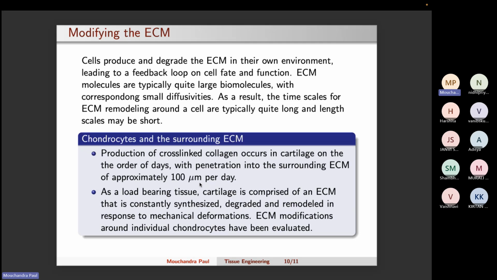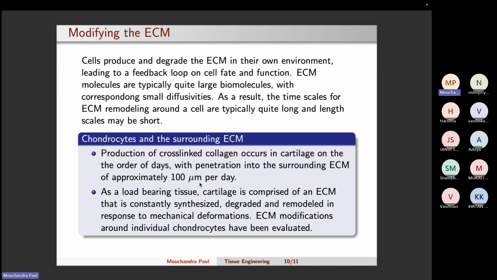So as a load bearing tissue, cartilage is composed of an ECM that is constantly being synthesized, degraded and remodeled in response to mechanical deformation. So we sometimes get injured, or anything heavy falls on our limbs, etc., where the cartilage is there, and then the cartilage tissue is damaged. In order to deal with that damage, the cells are continuously synthesizing ECM molecules or removing the old, damaged ones in order to maintain the required mechanical property of that particular tissue.